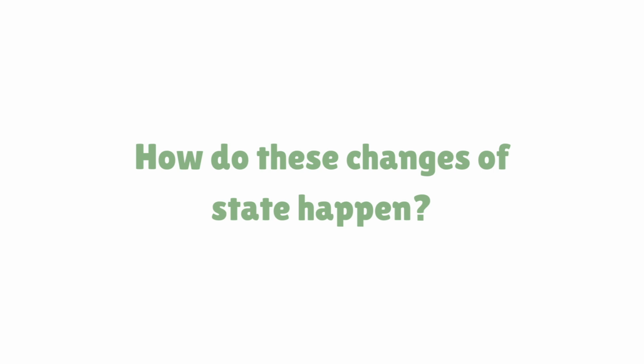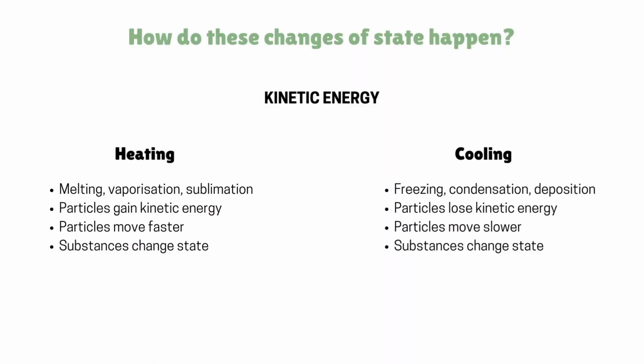Keeping this in mind, we can now question how exactly we change from one state to another. This varies based on the type of change, but in either scenario, it is linked to kinetic energy. If the substance is heated, we consider melting, vaporization, and sublimation. In these cases, the substances are being heated, which means that the particles are gaining kinetic energy and increasing their rate of movement. This will mean that the particles will be further apart, so they will change states, which we can recognize from the arrangements of the states as seen previously.